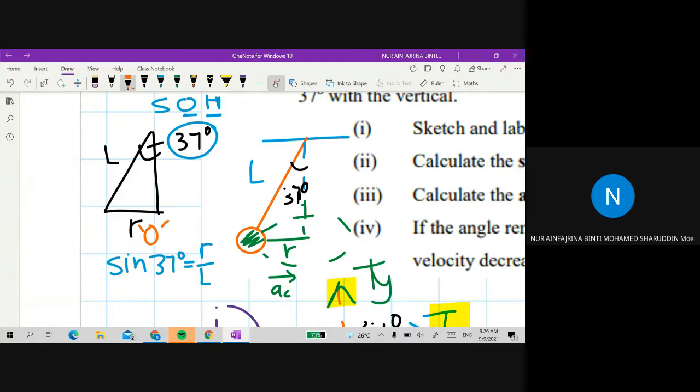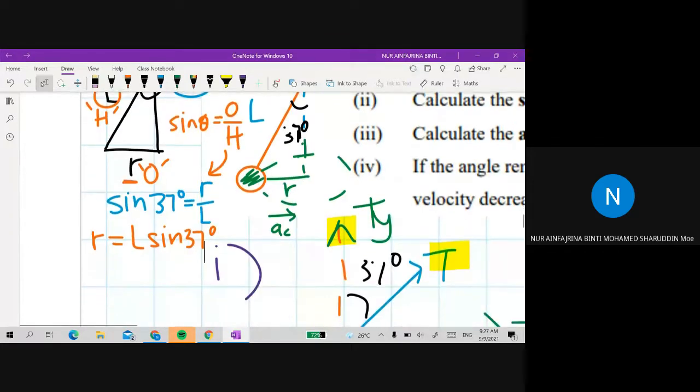And the hypotenuse is your length. So we know SOH: sin theta equals opposite over hypotenuse. That is why you get this equation. You see, your angle is 37 degrees, the opposite of the angle is the radius and the hypotenuse is the length. So you get R equals L sin 37 degrees.